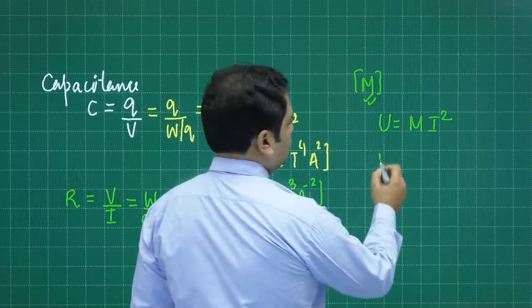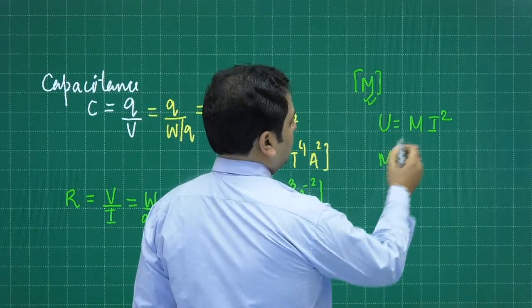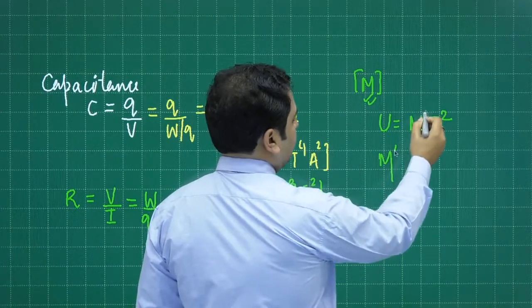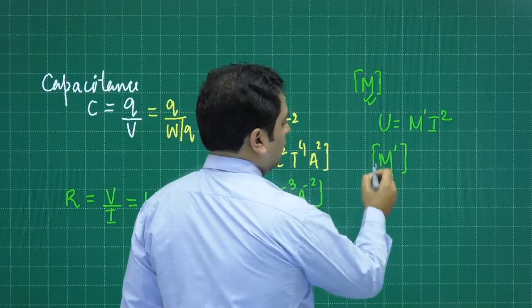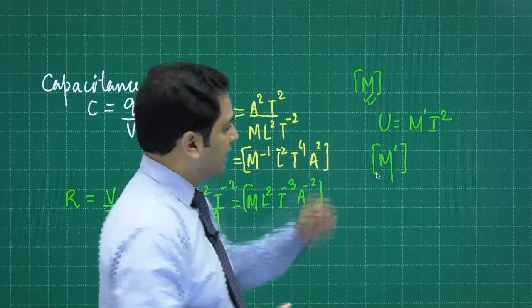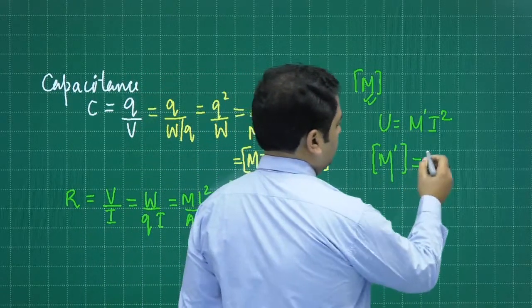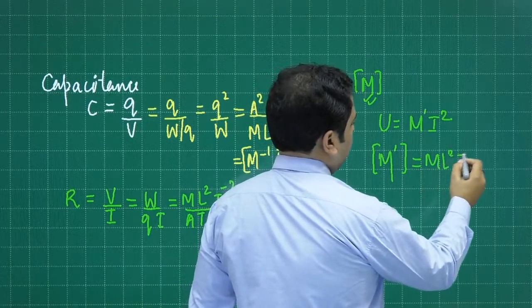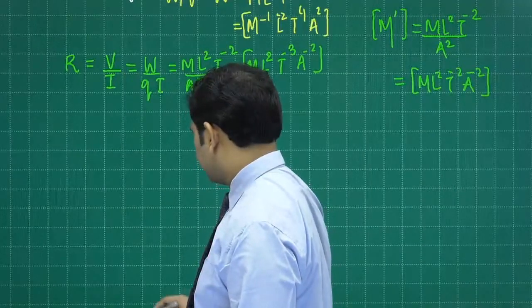And then the mutual inductance is going to be, let me write it as M dash, because we also commonly use M for mass, so not to confuse that. Energy, that is equal to ML square T minus 2. So let's see.